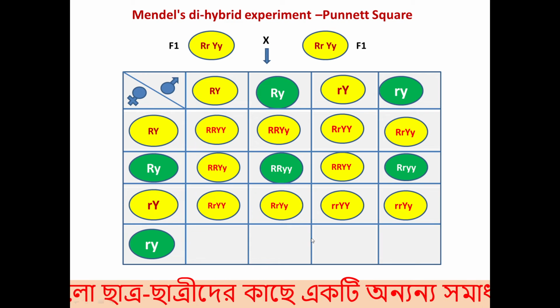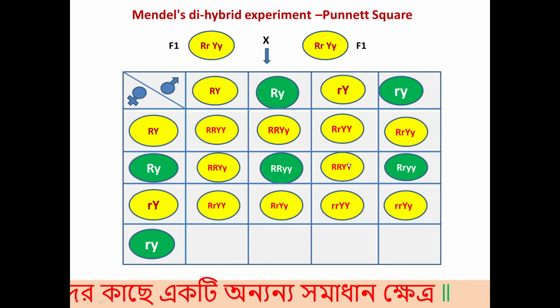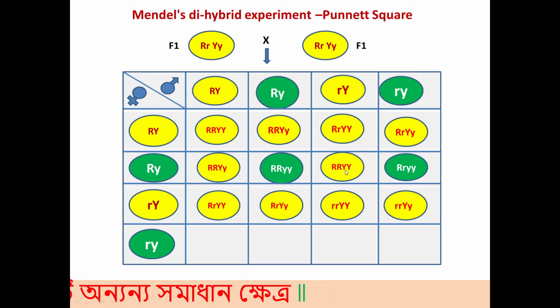Here I think there is some mistake. You can cut it down and write it like this: capital R, small r, and capital Y, small y.